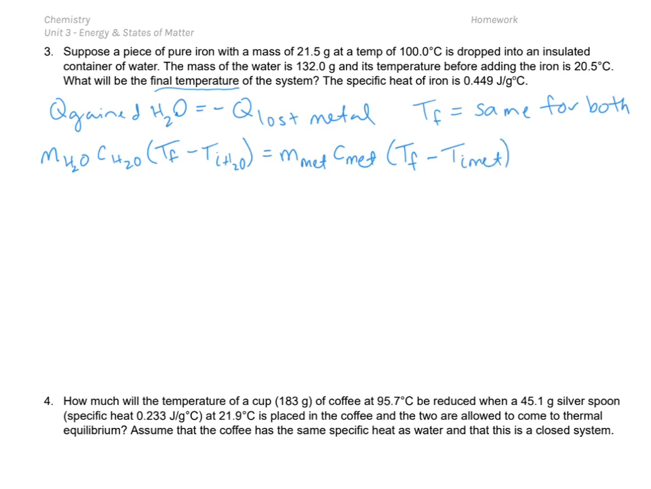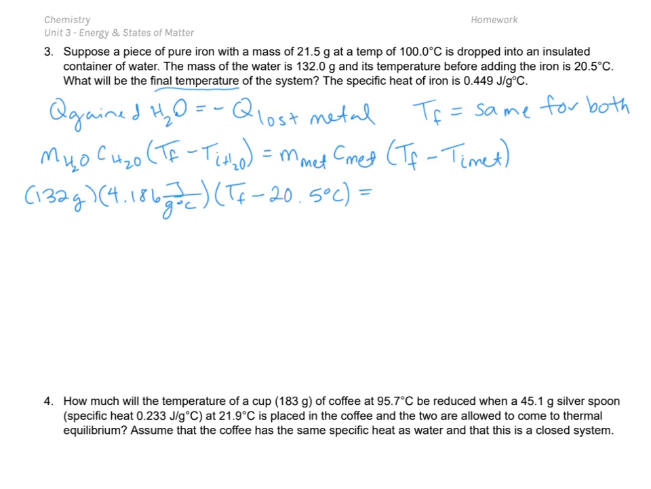So from here, it's plugging in the numbers and doing a lot of algebra. We can look back at the problem and see that the mass of the water is 132 grams. The specific heat of liquid water is on the equation sheet on the front. It's 4.186 joules per gram per degree Celsius. The final temperature is what we are trying to solve for, so we'll just write the variable. The starting temperature of the water was given in the problem. It was 20.5 degrees Celsius. The mass of the metal, again, given in the problem.